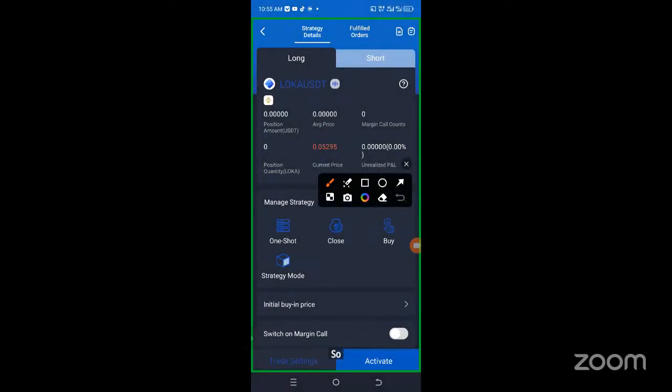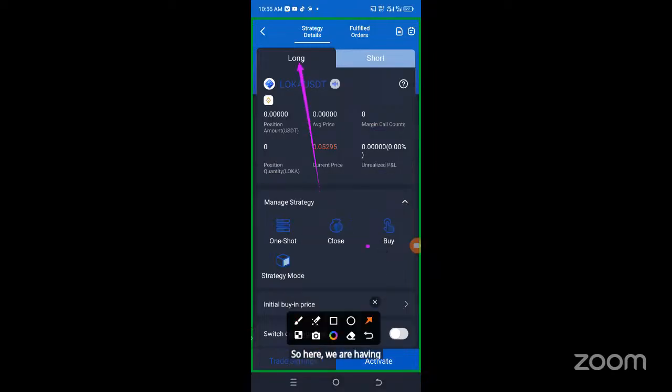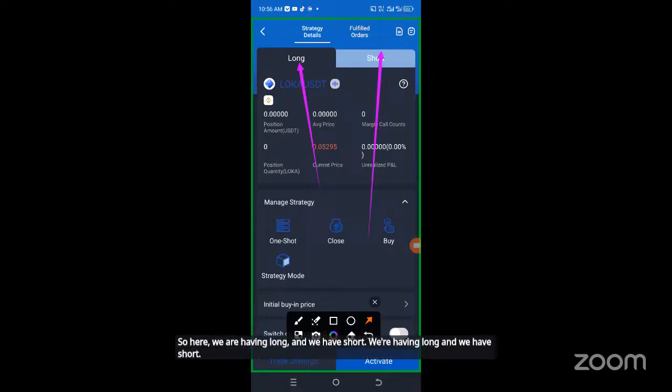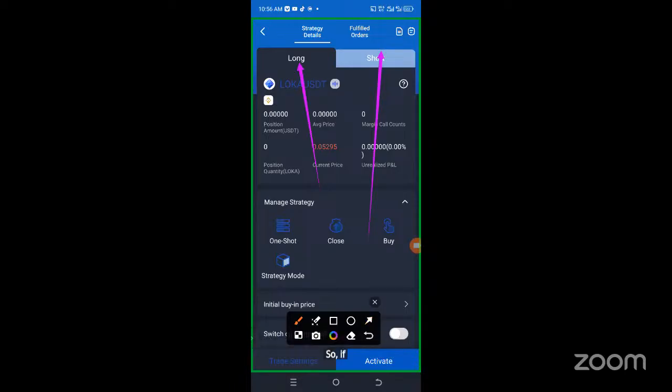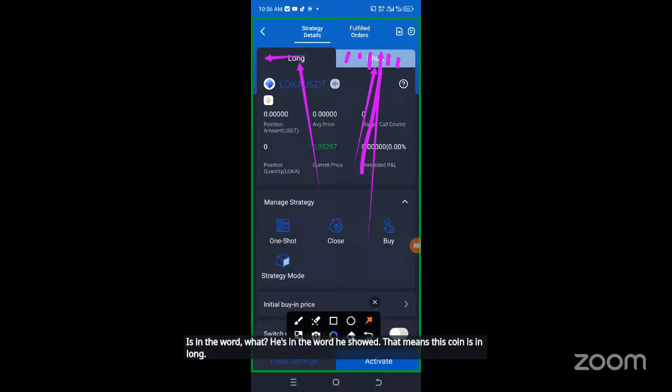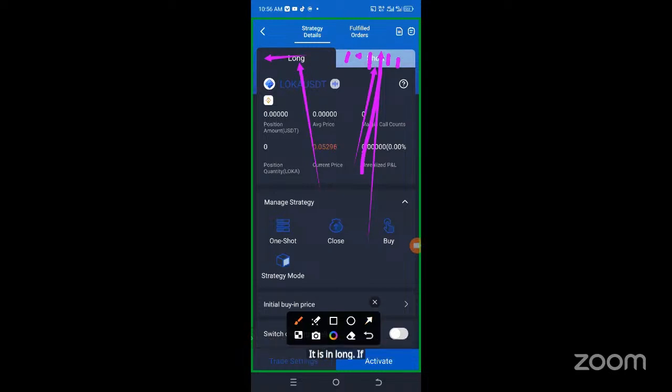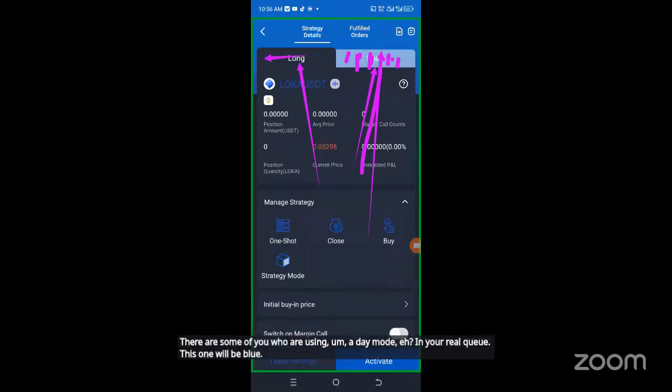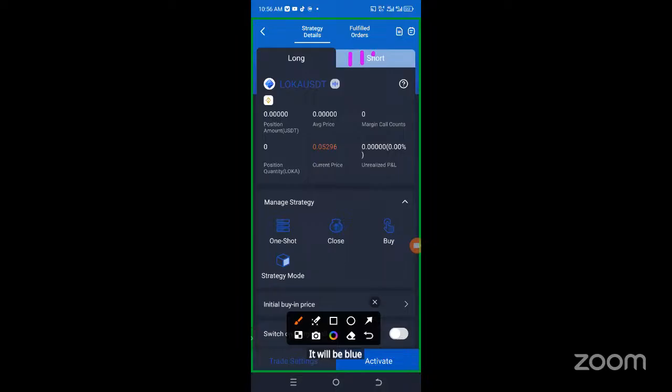So here we have long and we have short. If this white color, this one here, is in the word short, that means this coin is in long. I'm using night mode. There are some of you who are using day mode in your Royal Q. This color will be blue.